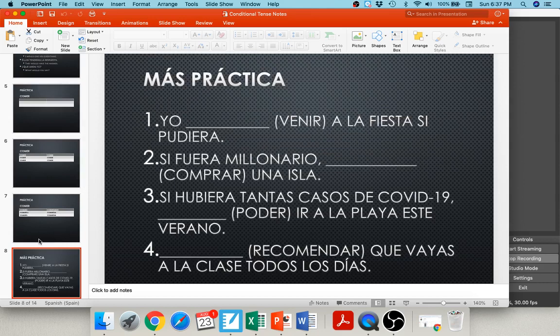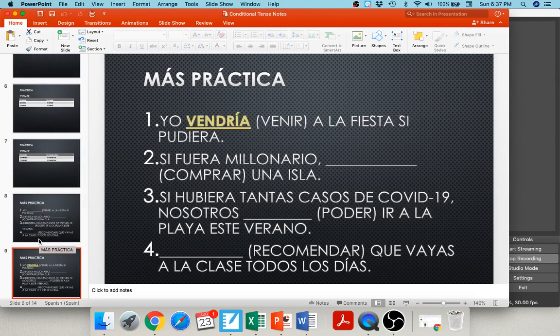I've got some examples here that I'd like for you to try. Number one says, Yo venir a la fiesta si pudiera. I would go to the party if I could. So we're going to take venir. We know that our stem is irregular. It becomes vendr. So yo vendría a la fiesta si pudiera. I would come to the party if I could.